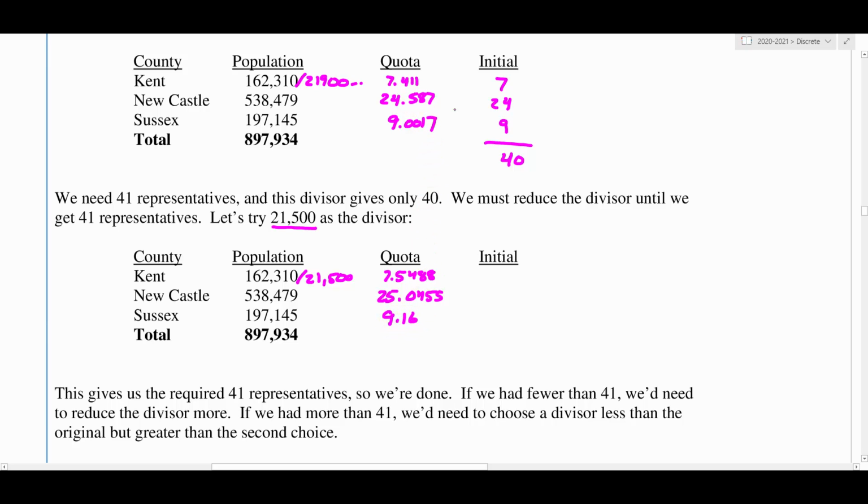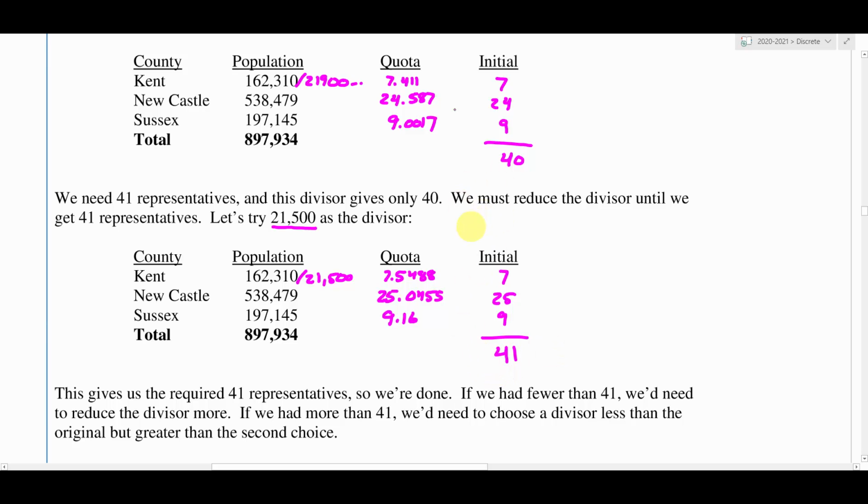So we can see our old quotas, we can see our new quotas, and we see that they do change. And then we just continue on with Hamilton's method, where we ignore the decimal parts here. So we're going to initially apportion 7, 25, and 9. And when I add those up, I now have 41 of my representatives apportioned. So that means we're done. We apportioned 41. All right.